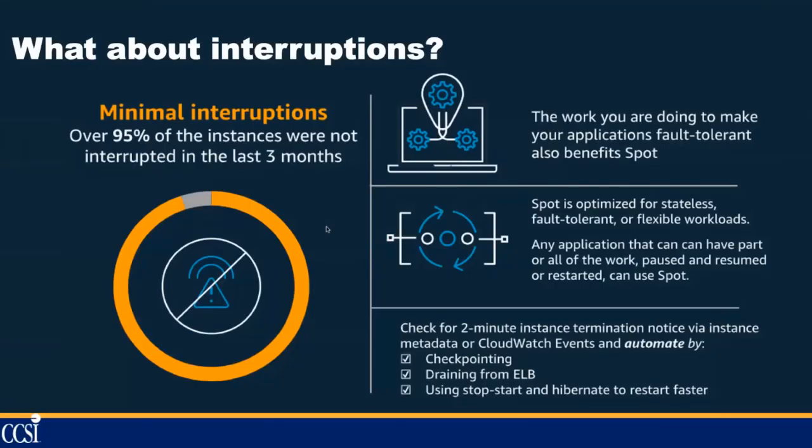There's a 2-minute instance termination warning. It's a notice that's sent out via metadata or through a CloudWatch event, and that should give you enough time to grab the checkpoint, drain any elastic load balancers you have, and start and stop or hibernate the machine before AWS takes it back, to allow you to move to another Spot instance quickly and get you back up and running.